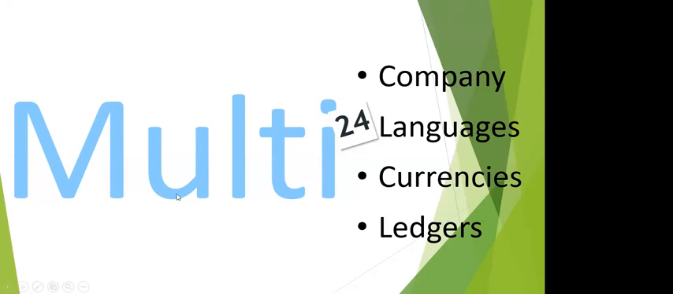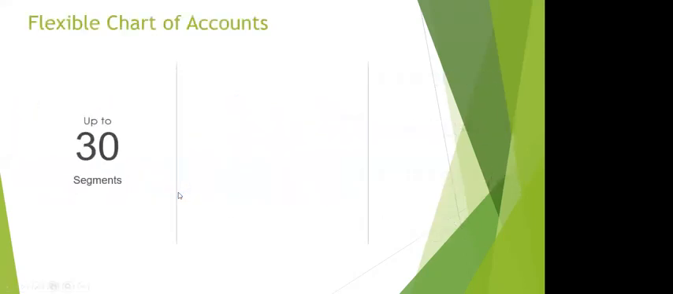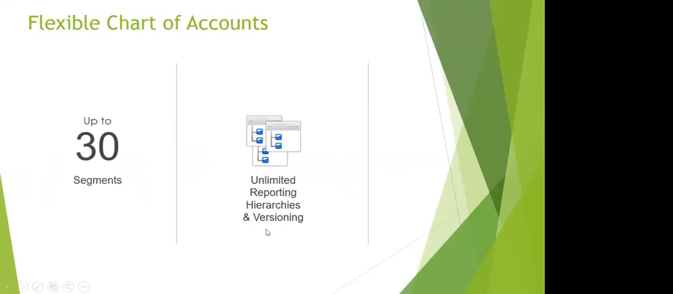Yes. Right. And flexible chart of accounts. The Fusion Cloud is going to have its flexible chart of accounts. For those who know EBS, you can have up to 30 segments in the Fusion chart of accounts, the same way as in EBS, and unlimited reporting hierarchies and versioning. In EBS, we don't have reporting hierarchies and versions, whereas in Fusion, we have unlimited reporting hierarchies. We can configure multiple reporting hierarchies, and we can give versions to them in Fusion Cloud. And non-trial balance accounts also can be configured in Fusion Cloud.